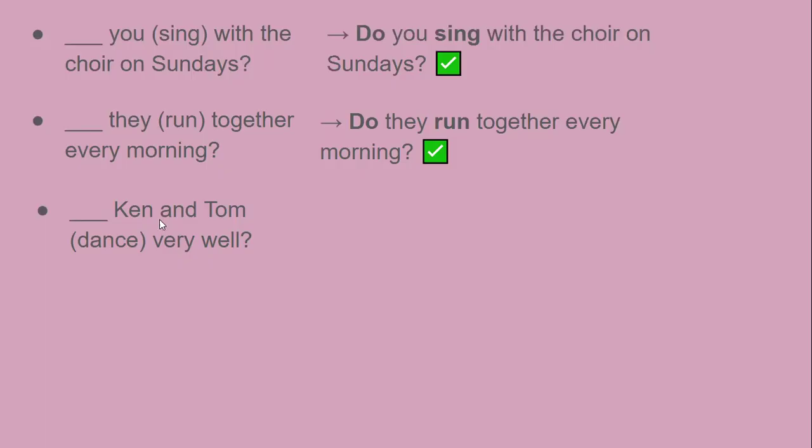Since it is the other people and we are not including ourselves in this action or in this sentence, it means the subject here is they. So it's the same as they, Ken and Tom, they. And as you saw here, for they, we use the auxiliary verb do to form our yes, no question. So the sentence becomes, do Ken and Tom dance very well?